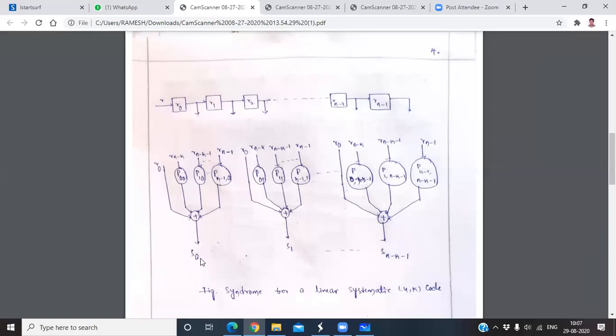Now S0 equals what is the equation? R0, plus Rn minus k P00, plus Rn minus k plus 1 P10, and so on, plus Rn minus 1 Pk minus 1,0. Please don't memorize the equations. Just remember the matrix representation, and from that you have to write the equations. Here plus is nothing but XOR. That is very, very important. Remember that.